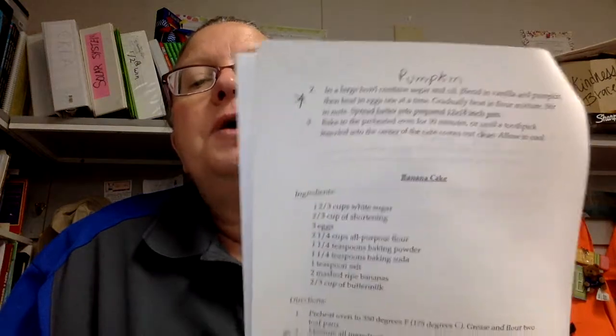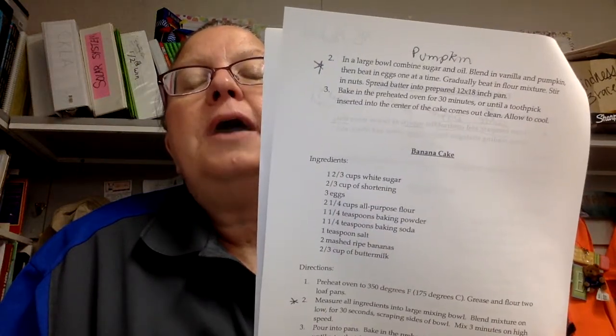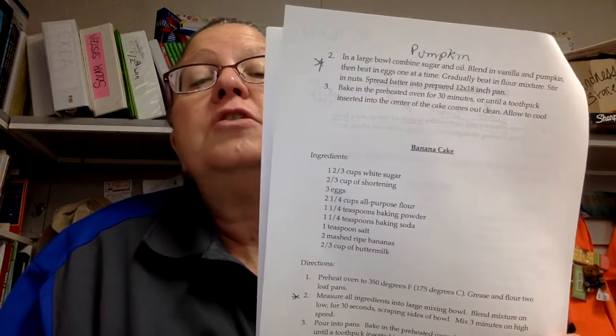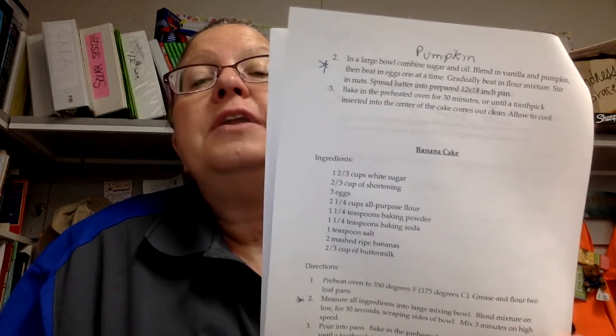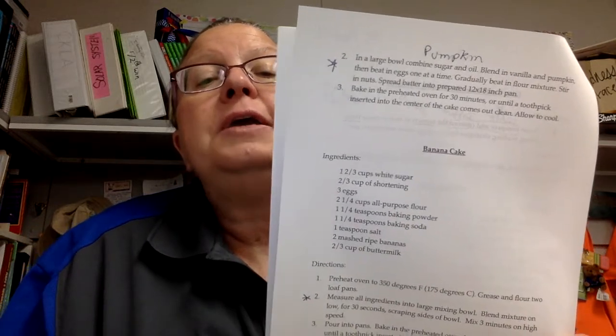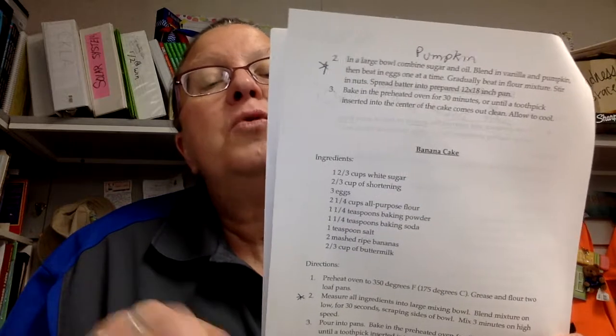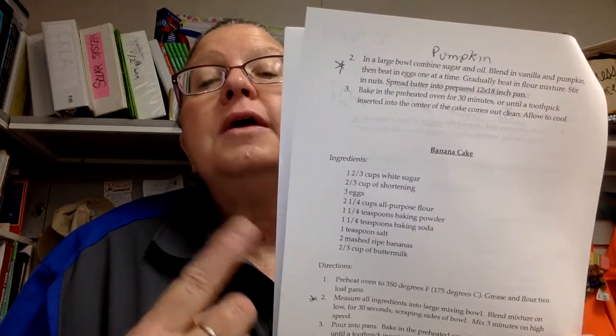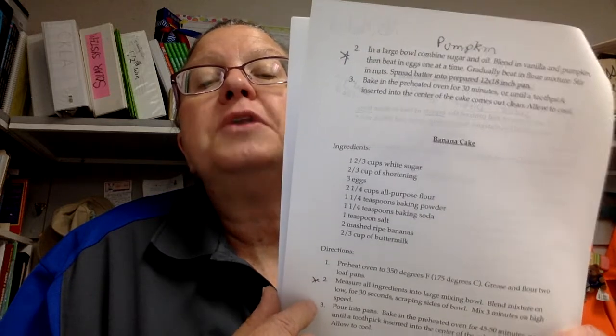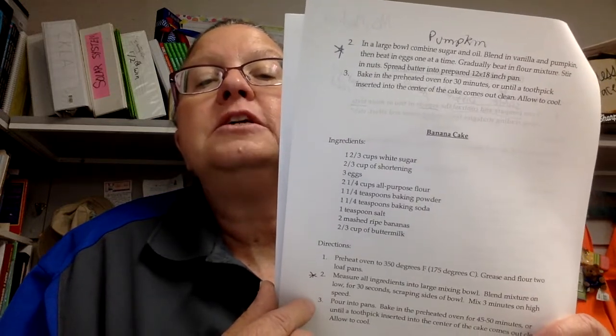So for the pumpkin cake, in a large bowl, I will combine or mix together sugar and oil. Then I'll add in vanilla and pumpkin. Then I'll beat in eggs. So I'm going to beat them. I'm not just going to pour them in one at a time. And then I'm going to gradually beat in the flour mixture, stir in some nuts, and spread the batter into a prepared 12 by 18 inch pan, and it looks like maybe it'll be ready to go.